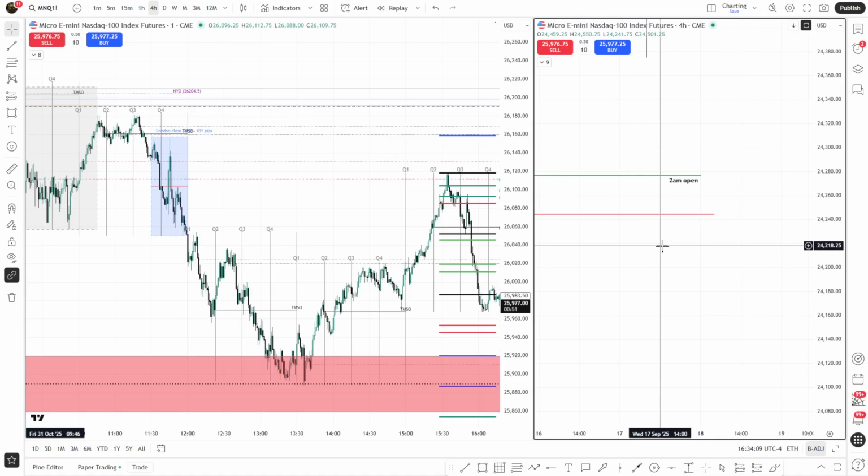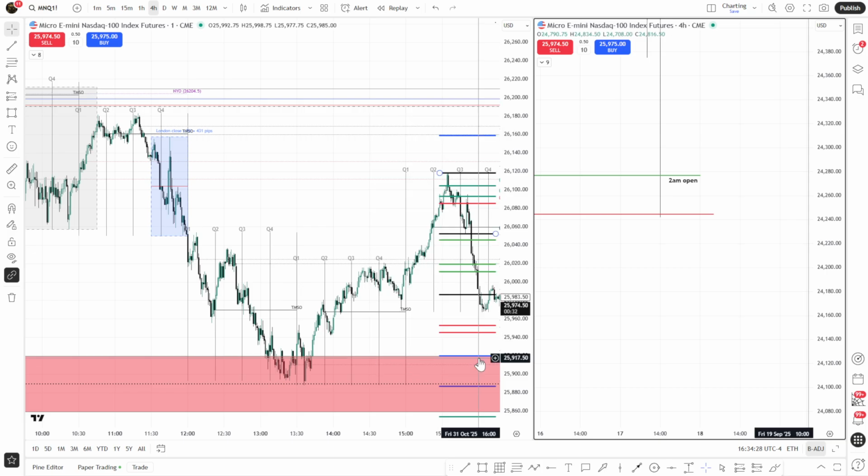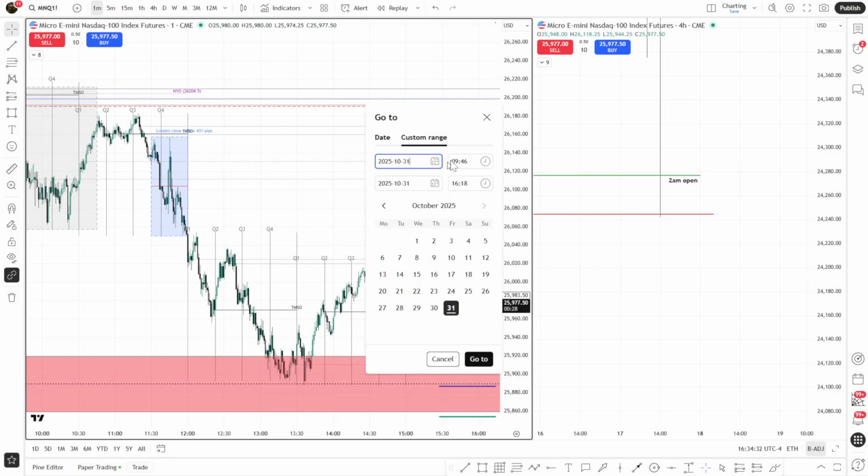Okay, what's the date on this candle? We got September 17th. That was a 2 p.m. candle. All right, let's go. Oh, this was right here. 16th through 19th. Perfect. Oh, there we go. September 16th through September 18th.